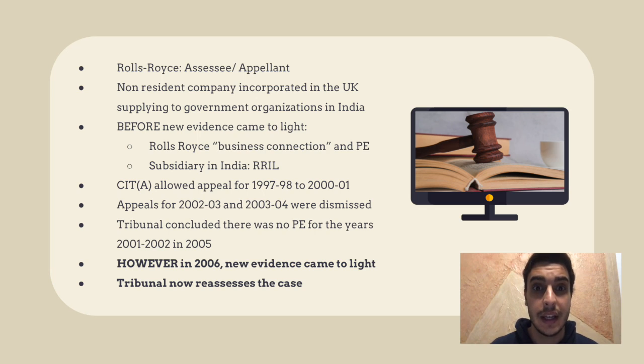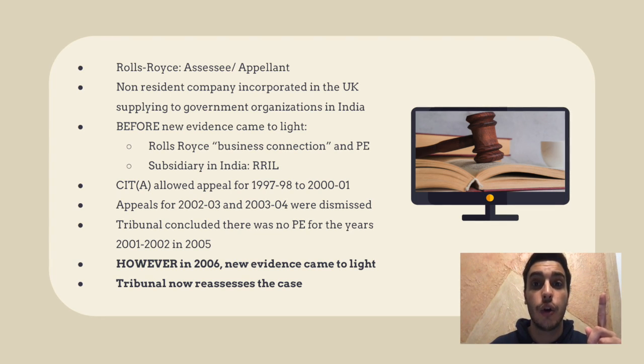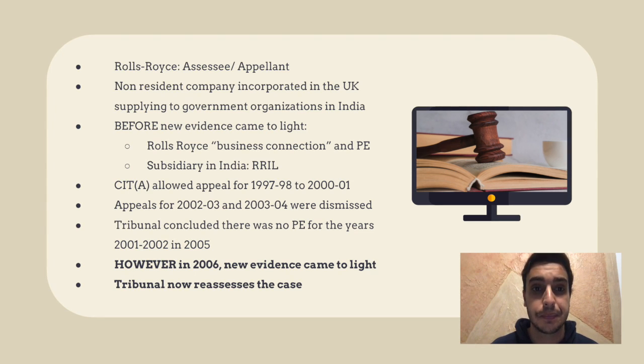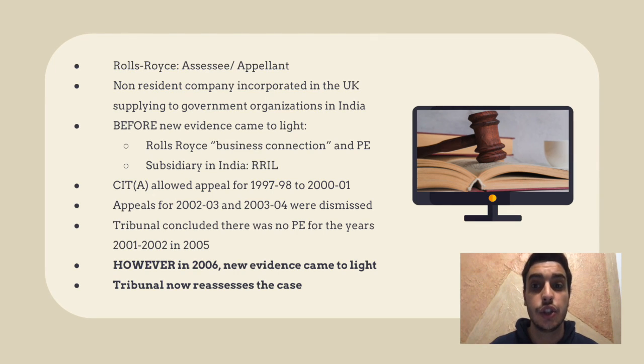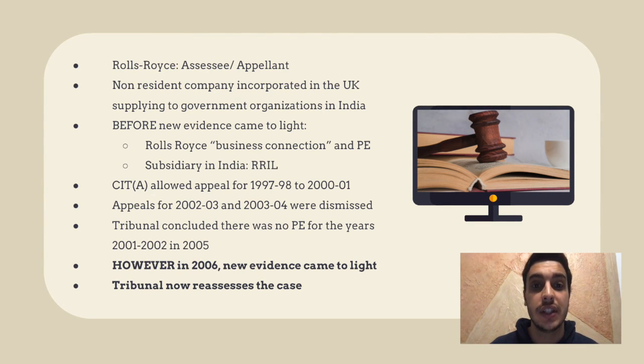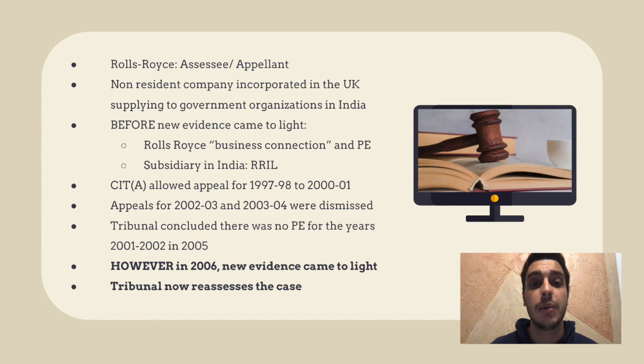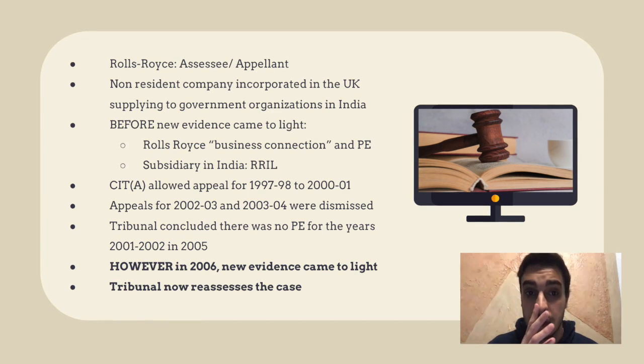The parties to the case are, on the one hand, Rolls-Royce plc versus the Deputy Director of Income Tax in New Delhi. In this case, we have a non-resident company incorporated in the UK which supplies aero engines and spare parts manufactured by them to many government organizations in India. The officer, in his records, argued that Rolls-Royce had a business connection in India under Section 9, as well as a permanent establishment under Article 5 of the Double Taxation Treaty between both countries.